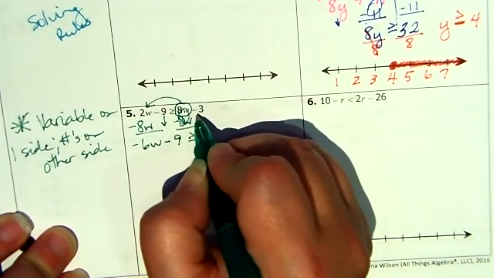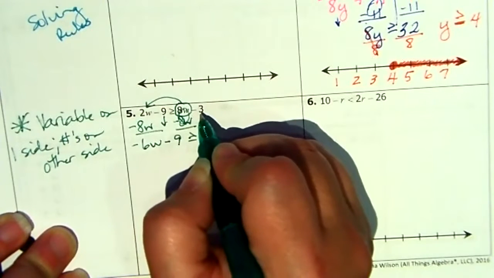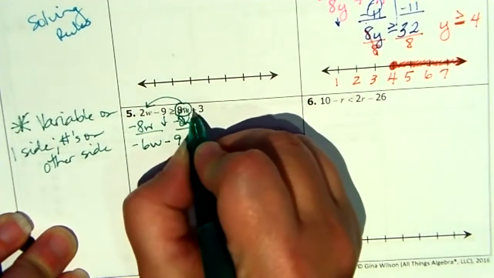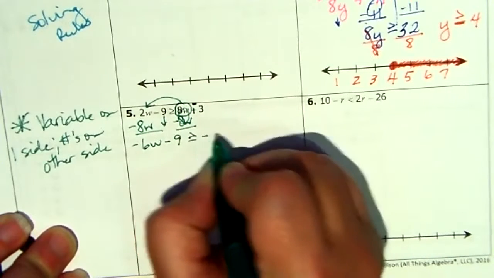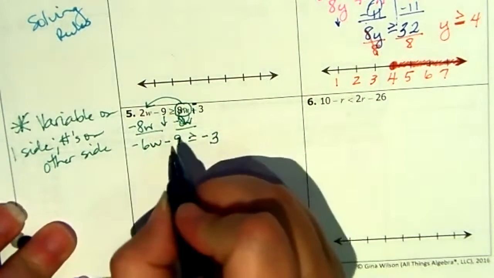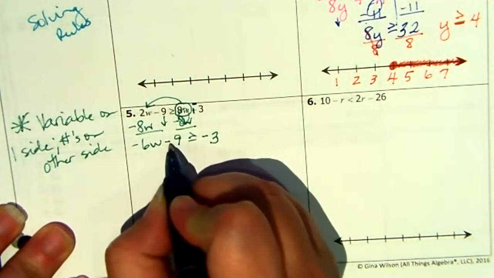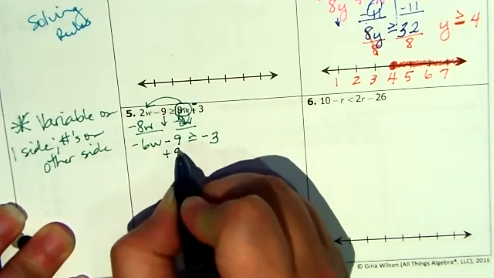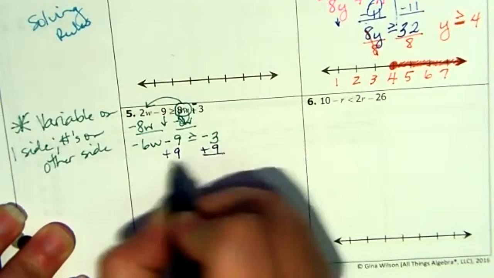Now, this is where people make a mistake. That's a negative 3. If you don't see it, change this to plus a negative so that you remember that's a negative 3. Because if you don't, you're going to make a mistake. Next, now we're back at solving. What do I have to do to get the w by itself? I need to move this 9. It's subtracting 9, so I'm going to add 9 to both sides.